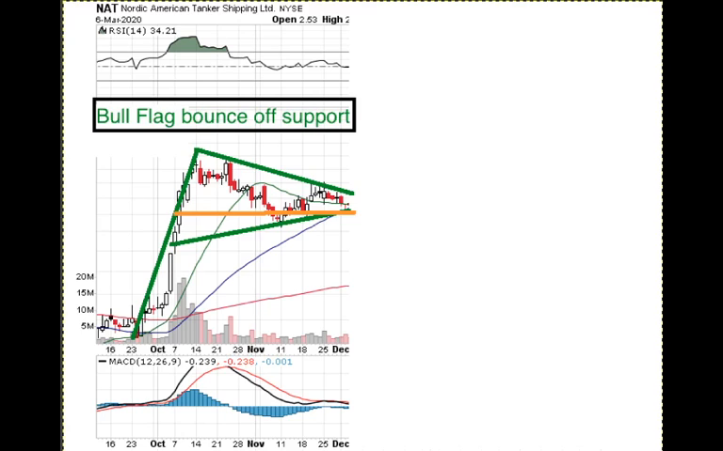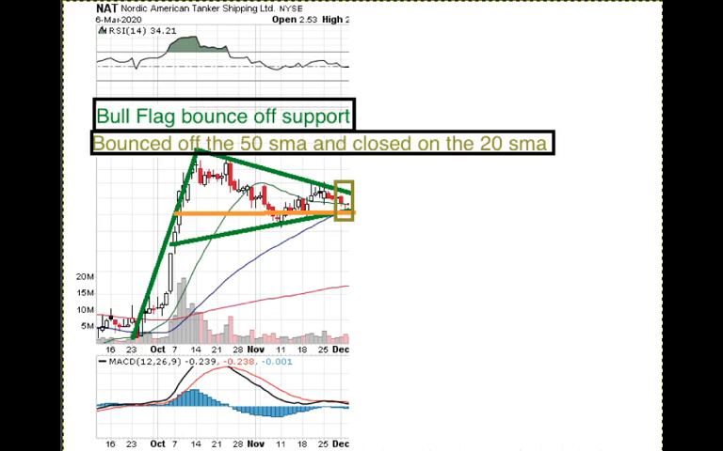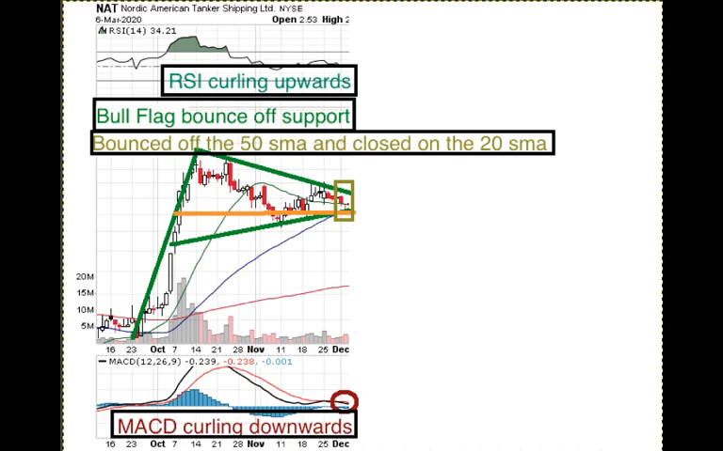The first thing I see is a bull flag pullback off an area of support. That area of support also consists of the 20 and 50 SMA line. It manages to bounce off the 50 SMA line and close on the 20 SMA line. The RSI is curling upwards while the MACD is curling downwards. So far, I see more bullish indicators than bearish.